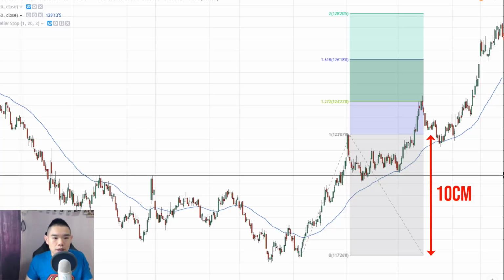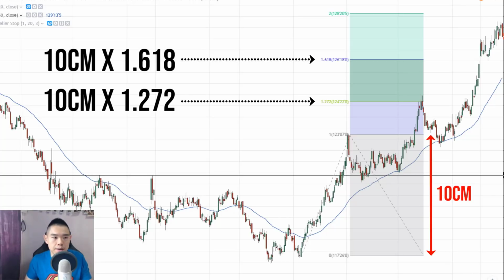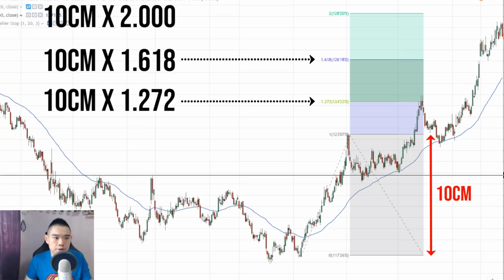To get the 127 extension, you just take 10 cm multiplied by 1.272, and you get this figure over here. If you take the distance here as 10 cm and multiply by 1.618, that's how you get this figure here. And 10 cm multiplied by 2, that's why with the 2.0 you get this figure over here. I'm using 10 cm as an illustration. You can call it X, you can call it Y, whatever. That's how you get your figures, and it gives you these different price projections.